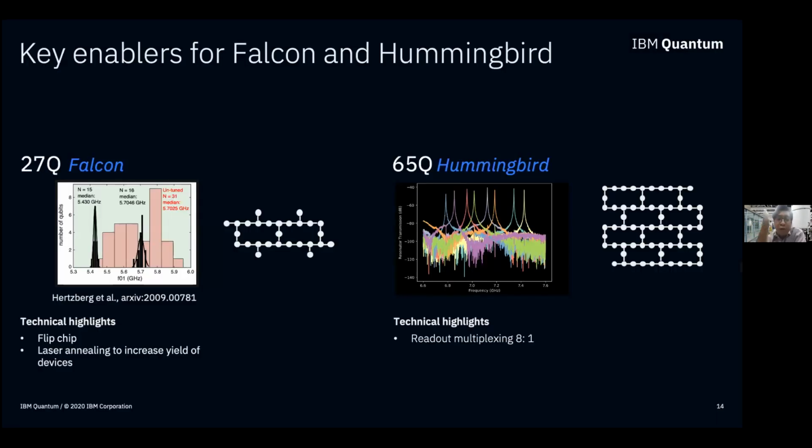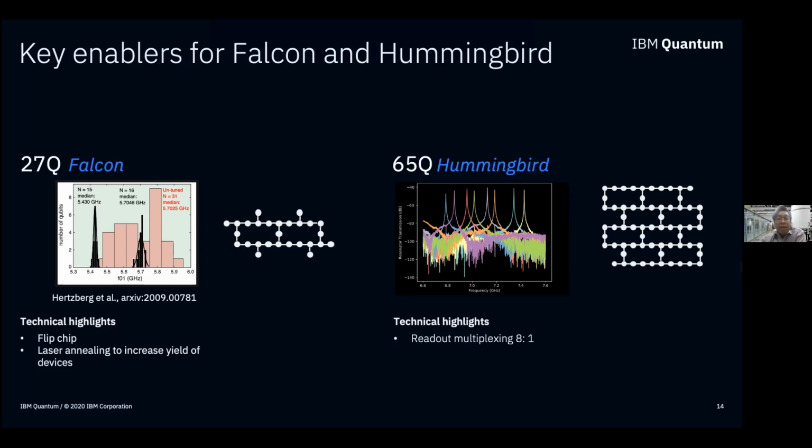On the first few iterations, when we got to our Falcon processor, which is at 27 qubits and is actually still continuing at the moment with different iterations. Some of the key technical enablers of even a 20-level qubit system was having integrated flip chips and bump bonding, as well as techniques that we used in order to increase the yield of the underlying Josephson junction qubit devices. This is a laser annealing technique that we've been using.